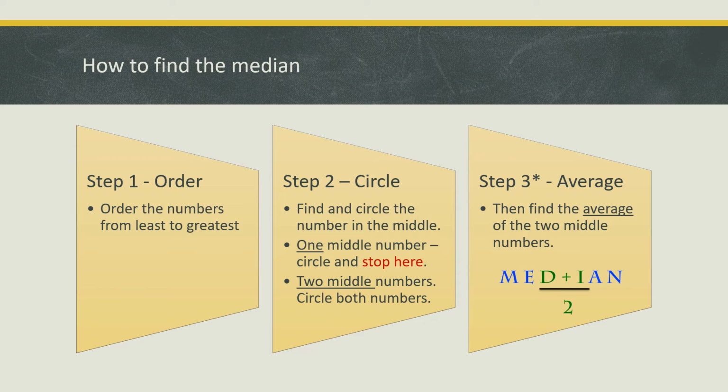However, if you have 2 numbers in the middle, circle both of them and then move to step 3. You have to do a 3rd step when you have 2 middle numbers, and that step is to find the average of the 2 middle numbers. We've already learned about average. You add the numbers together and you divide by how many there are. When you're adding 2 numbers, you divide by 2 because you only have 2 numbers. So you add those 2 numbers together and then divide by 2, and that average will be the median.